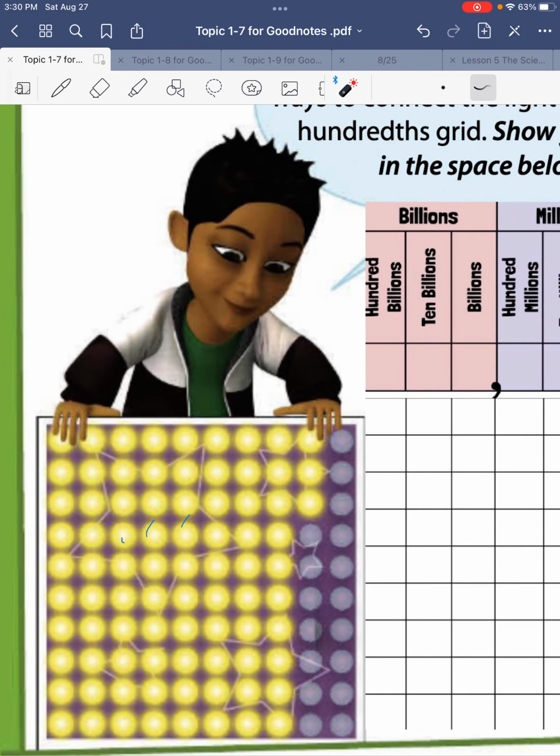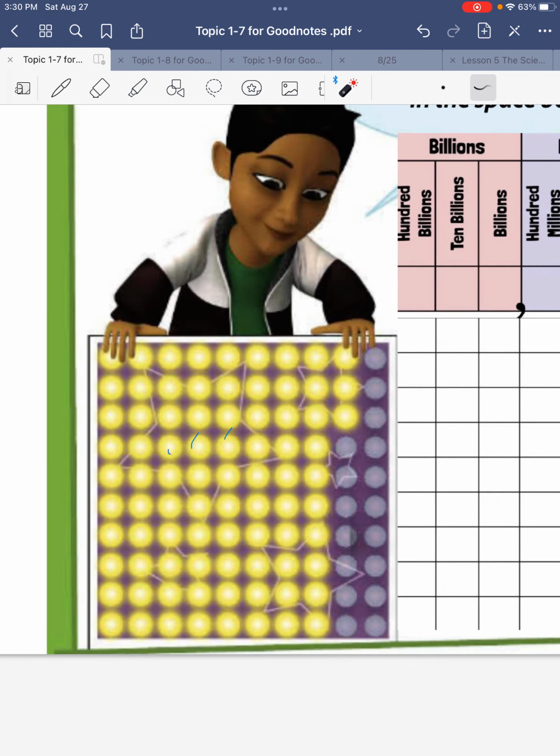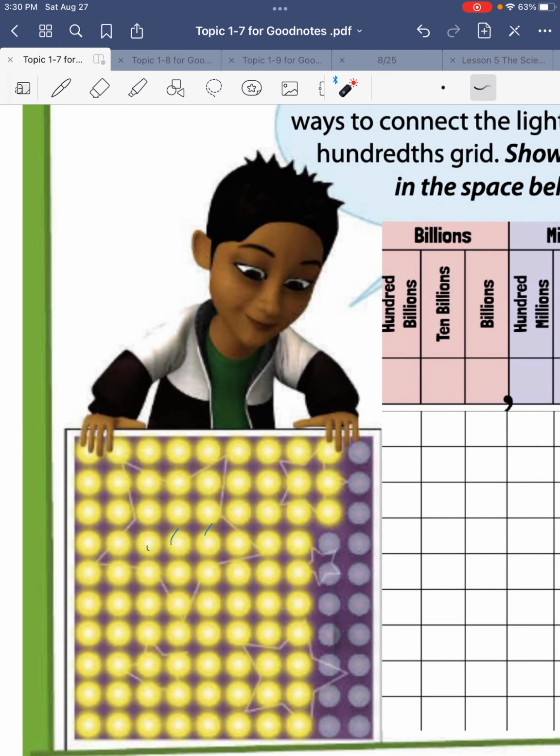This is the model that they're giving us, okay? And they want us to see how we can show Juan's score. So we have to read this model. If I read this model, first I need to see how many circles are in here. So let me count: 1, 2, 3, 4, 5, 6, 7, 8, 9, 10. There are 10 just in this one strip.